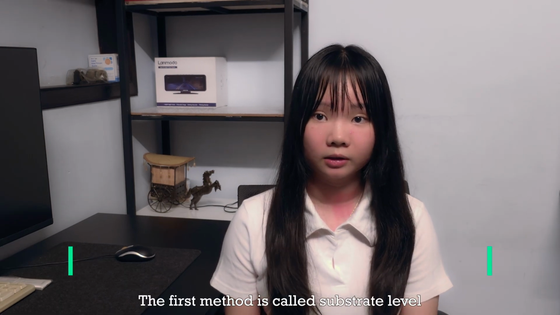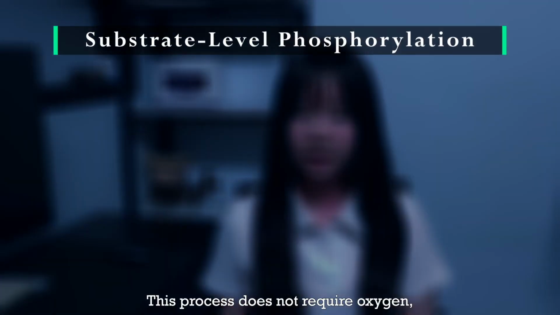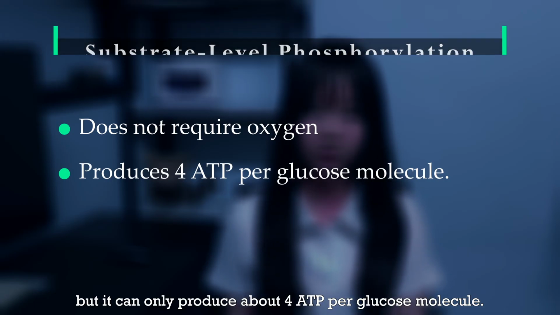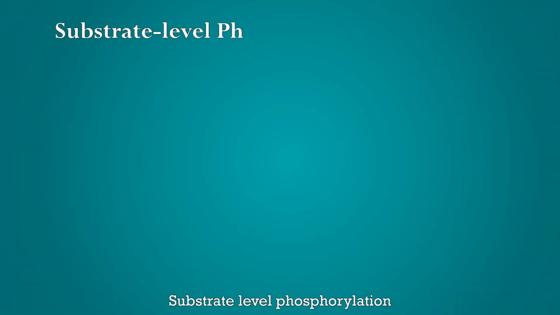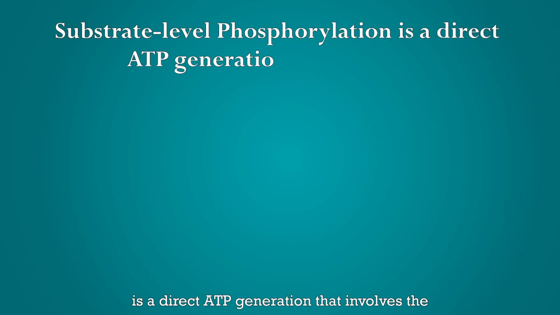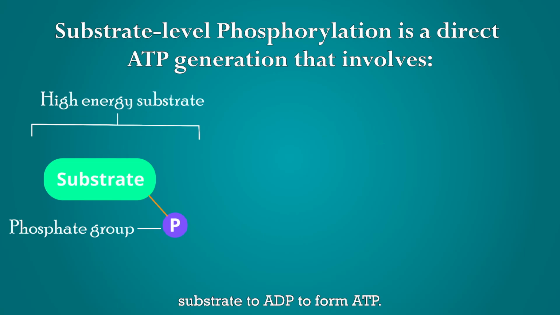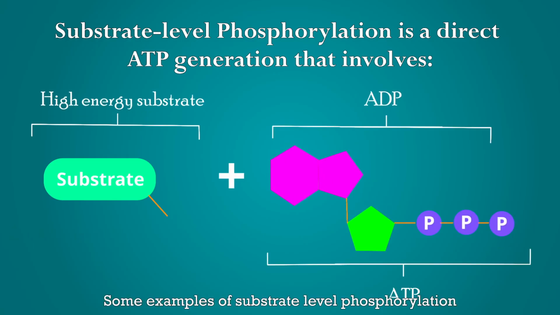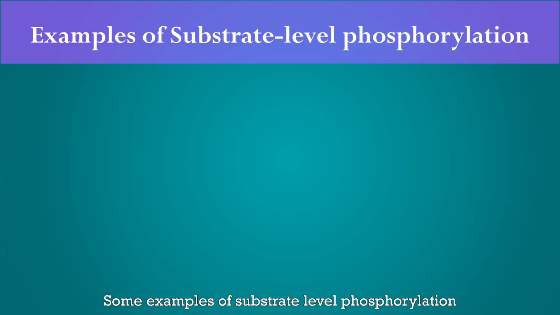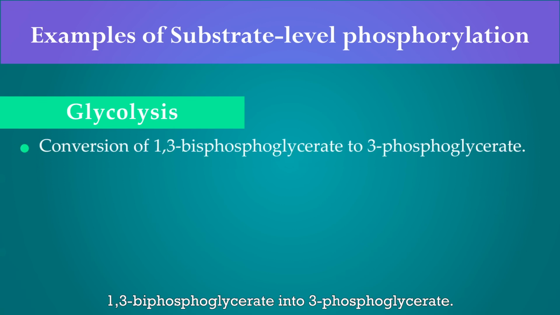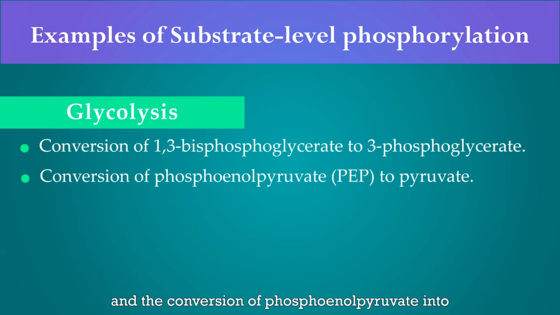The first method is called substrate-level phosphorylation. This process does not require oxygen, but it can only produce about 4 ATPs per glucose molecule. Substrate-level phosphorylation is a direct ATP generation that involves the transfer of a phosphate group from a high-energy substrate to ADP to form ATP. Some examples can be found in glycolysis, specifically the conversion of 1,3-bisphosphoglycerate into 3-phosphoglycerate and the conversion of phosphoenolpyruvate into pyruvate.